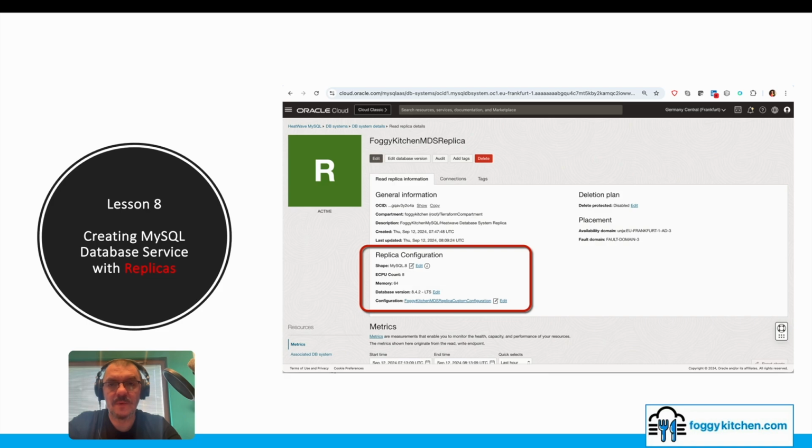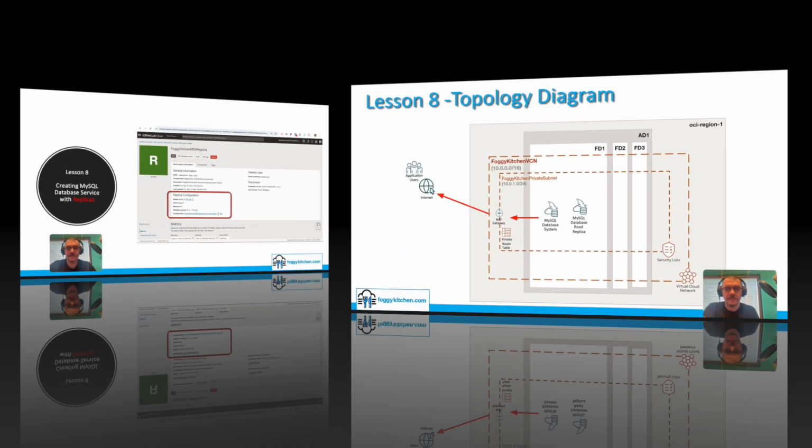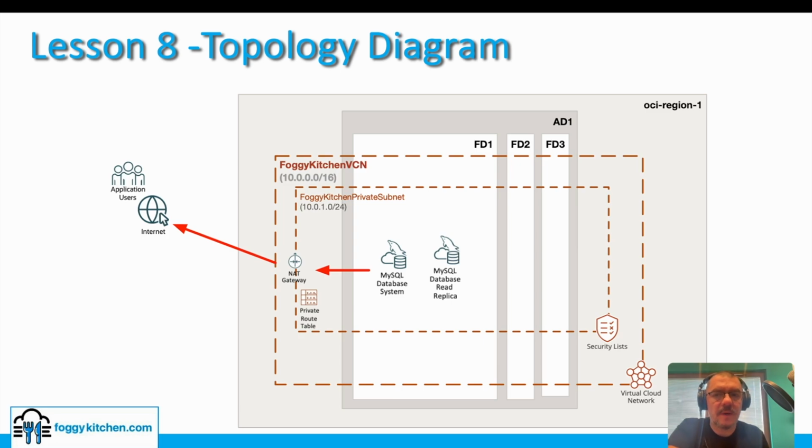Now let's move to topology diagram review. This is the topology diagram for lesson number 8. As you can see, we are now in one OCI region with a simple VCN and just one private subnet. We have this MySQL database system, which is available in a private subnet, and we will create a MySQL database replica, potentially for someone who will access and read data from there. That's it. Let's now move to VS Code Editor.